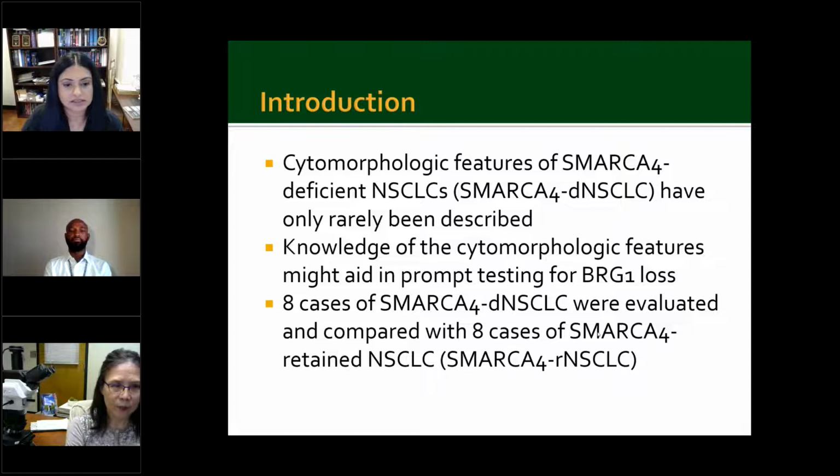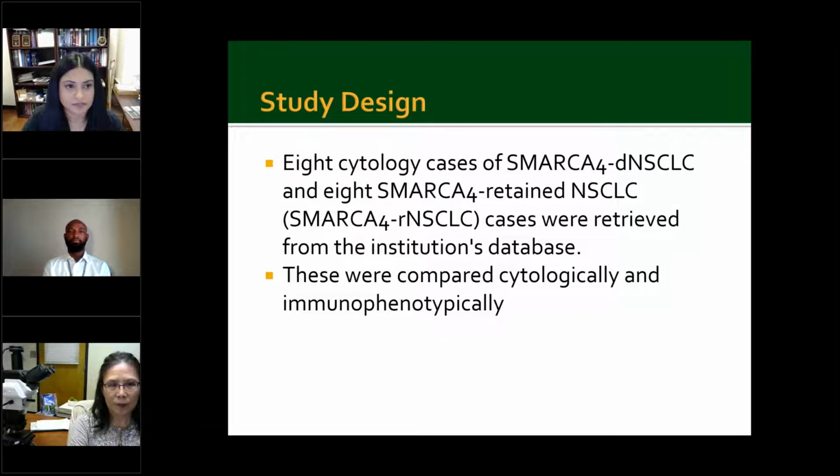So in this study, 8 cases of SMARCA4 deficient non-small cell carcinomas were evaluated, and they were compared with 8 cases in which SMARCA4 or BRG1 was retained, and they were similar diagnoses of non-small cell lung carcinomas. Briefly, the study was performed by reviewing these 8 cytology cases from the SMARCA4 deficient category and comparing against 8 cases in which SMARCA4 was retained. In both subsets of tumors, they were non-small cell carcinoma, and they were retrieved and reviewed from the institutional database search. These cases were compared cytologically and immunophenotypically. Additionally, they described the histologic features that were seen on the cell block material.